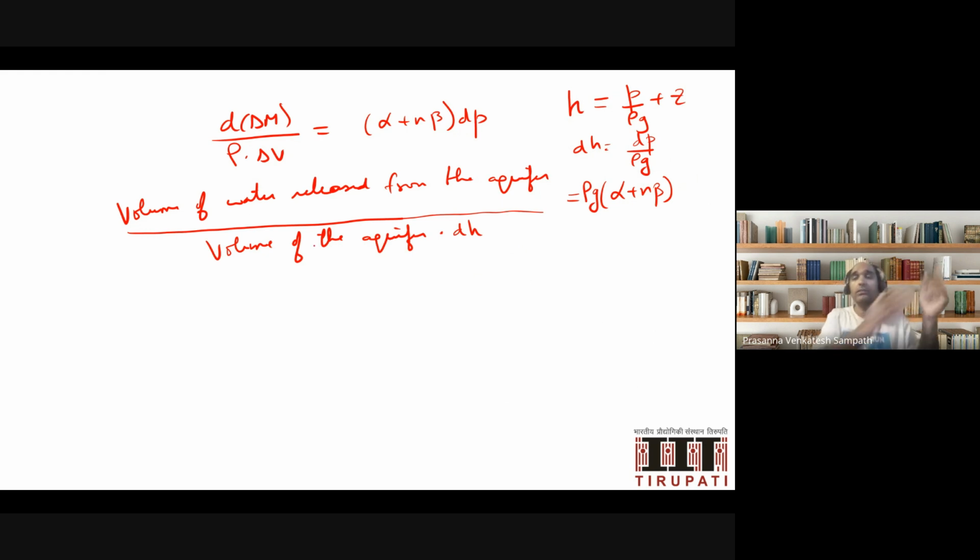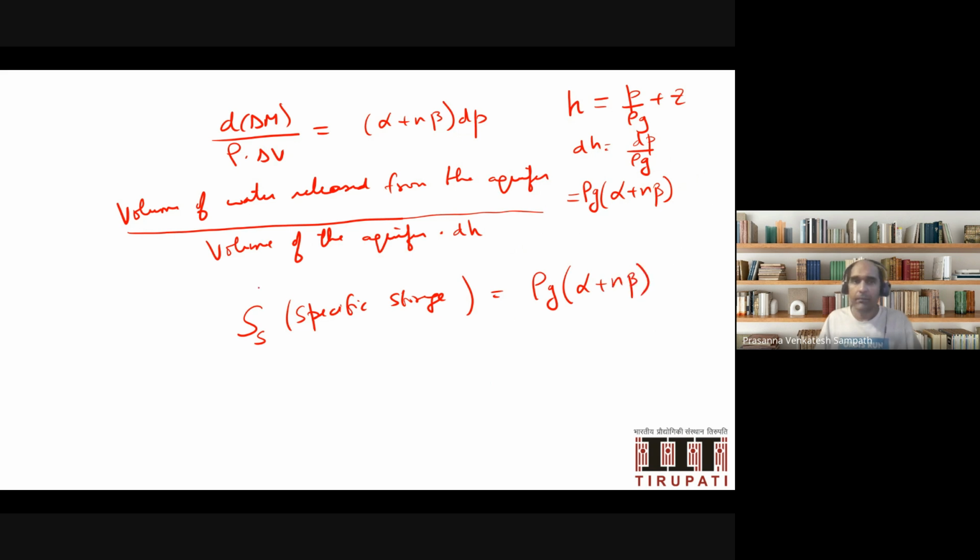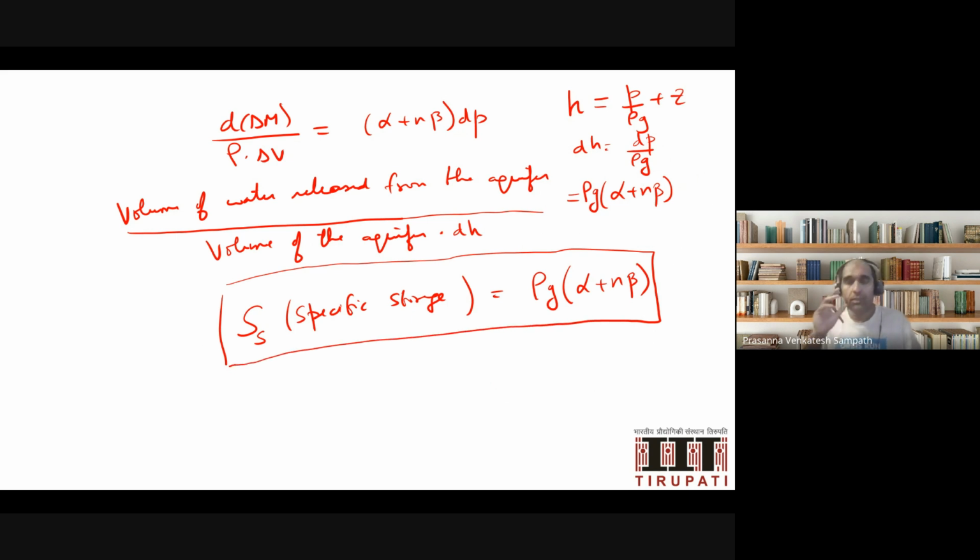So what is this that I have on the left hand side? It is the volume of water released from the aquifer per unit volume of the aquifer per unit decline in head, which in other words is nothing but my specific storage. So the way we define specific storage is this left-hand side, and that we have found out now is equal to rho g times alpha plus n beta.